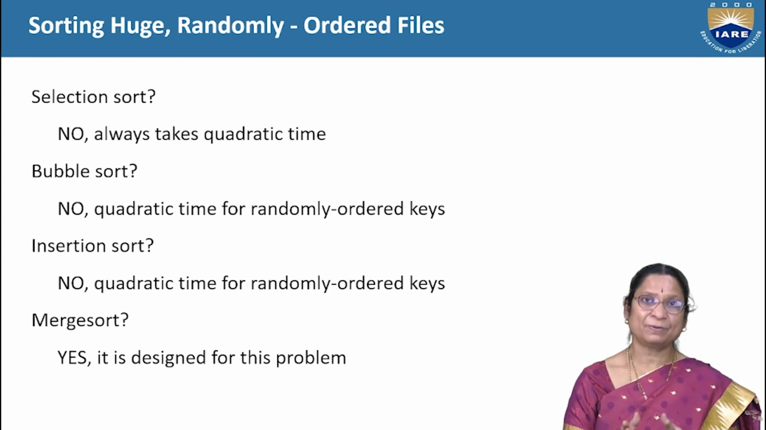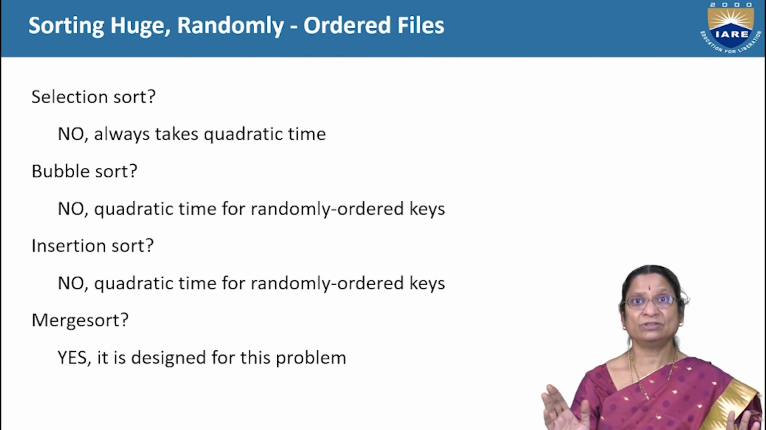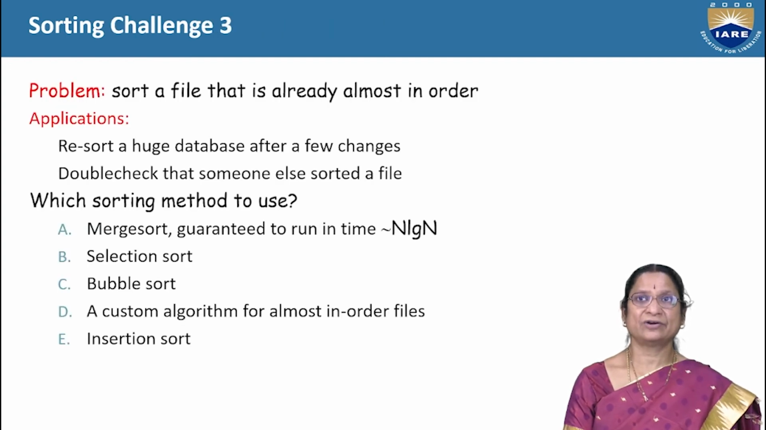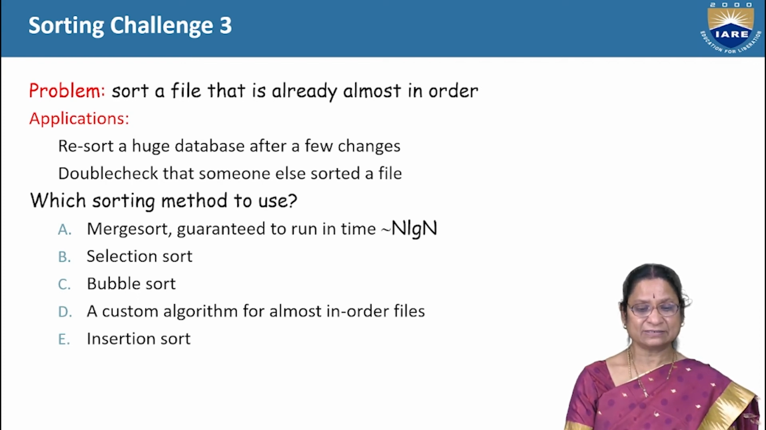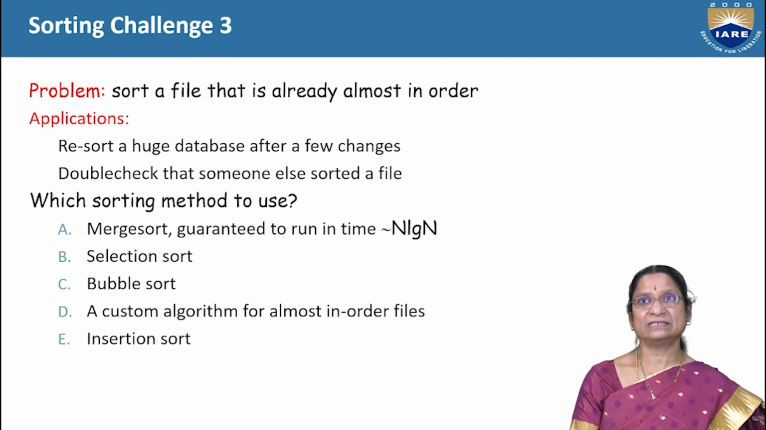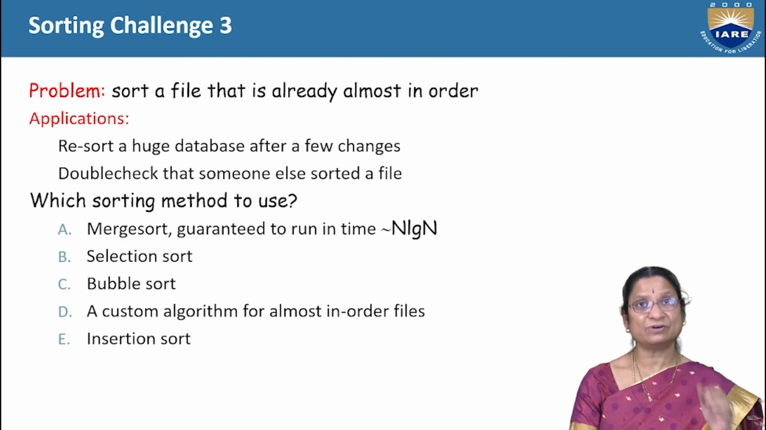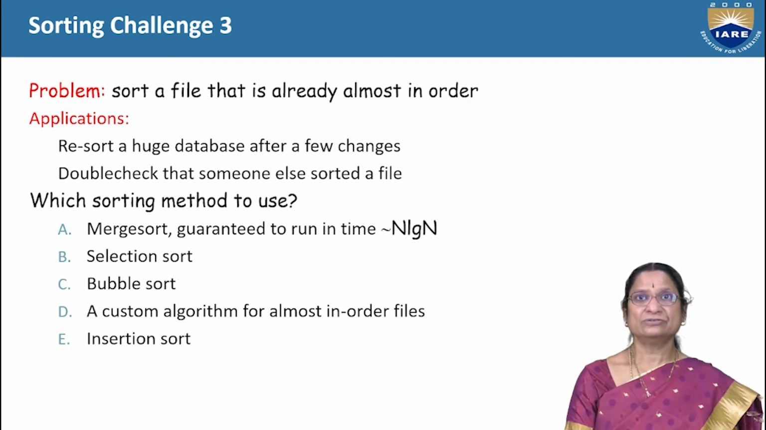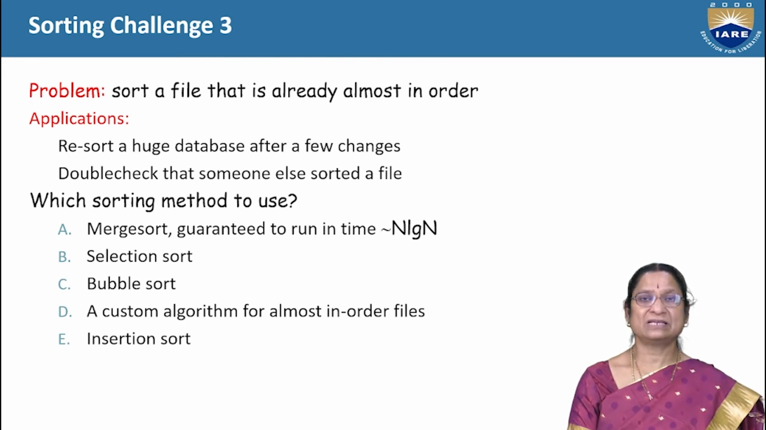That means depending upon the problem, the size of the input, and the record size also, even though we are not considering record size directly, we have to select a particular sorting technique to sort our data. For example, another problem we'll consider: sort a file that is already almost in order. We discussed quicksort in the previous video. That will come as a worst case in quicksort, but not in merge sort, as I told you. So resorting a huge database after a few changes is one of the examples.